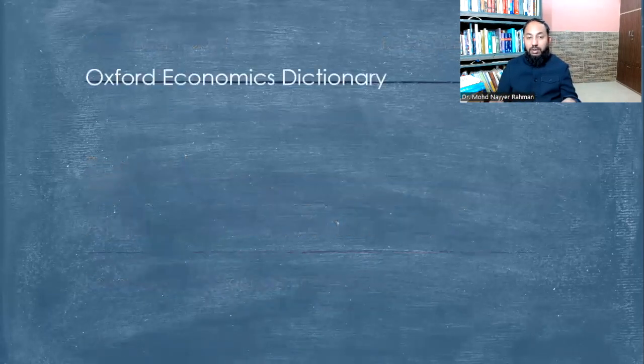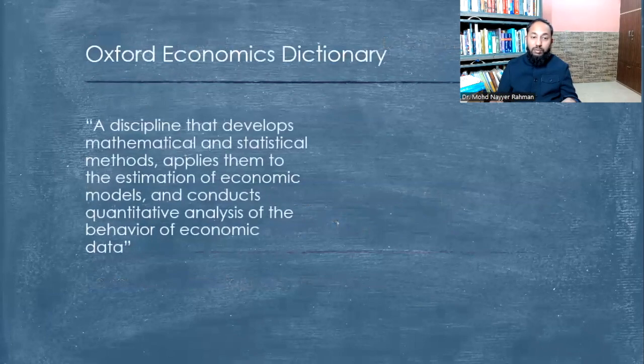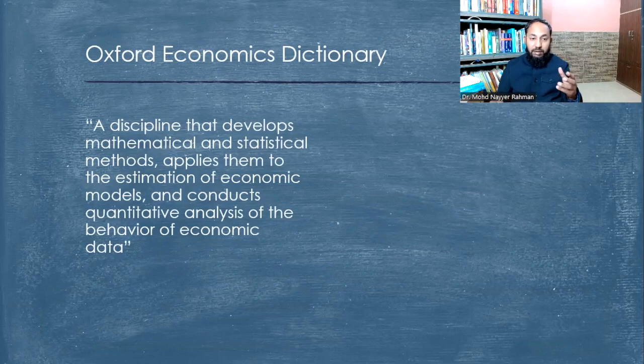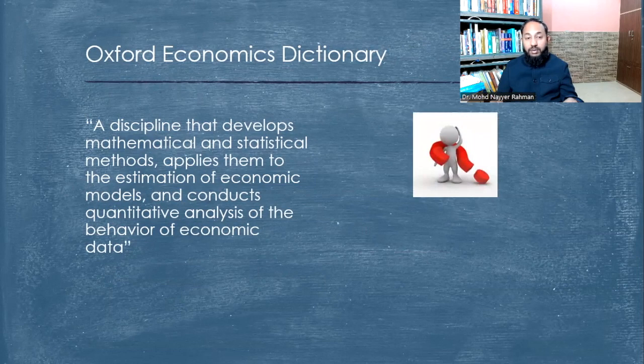Therefore, if we see, the first important issue is how to define econometrics. I have selected the Oxford Dictionary of Economics because it provides a very crystal clear understanding of key economic terms. Therein, econometrics is defined as a discipline that develops mathematical and statistical methods in relation to economic theory and economic models, and then conducts quantitative analysis.